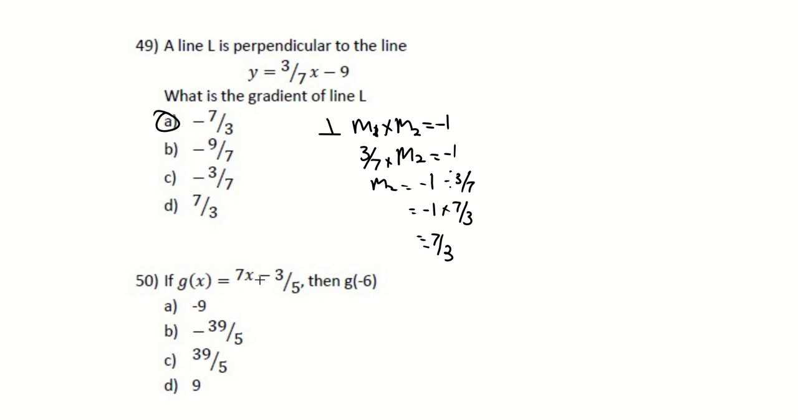If g of x is 7x minus 3 over 5, then g of minus 6 would be 7 by minus 6 minus 3 over 5. 7 6s are negative 42, minus 3 would be minus 45 over 5, which is equal to negative 9. So A is the answer for number 50.